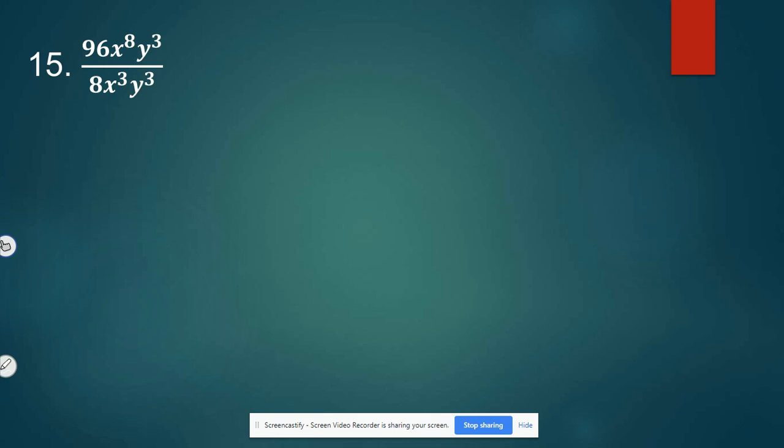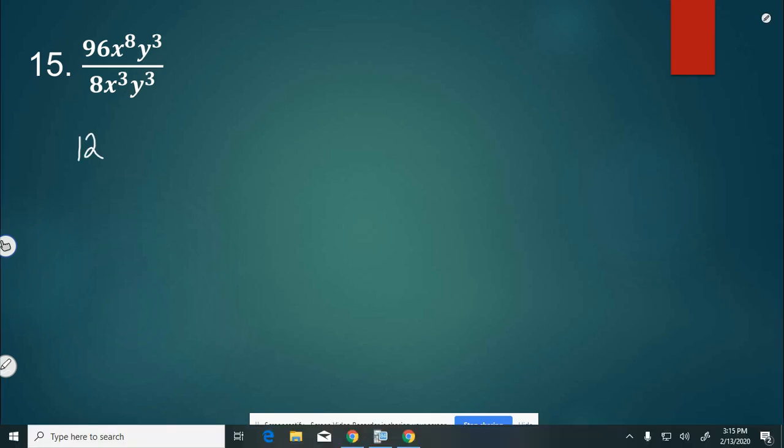Number 15. Now 96 is divisible by 8. It is 12, so I'm going to write down 12. Then x to the 8th over x to the 3rd. If I do 8 minus 3, there are 5 more x's in the numerator. And then y to the 3rd over y to the 3rd, well, 3 minus 3 is 0, so that means the y's cancel out exactly because y to the 3rd over y to the 3rd would just be 1. So my simplified answer is 12x to the 5th.